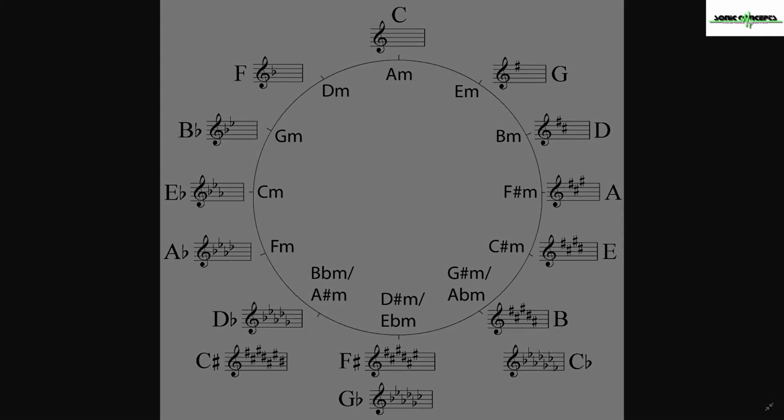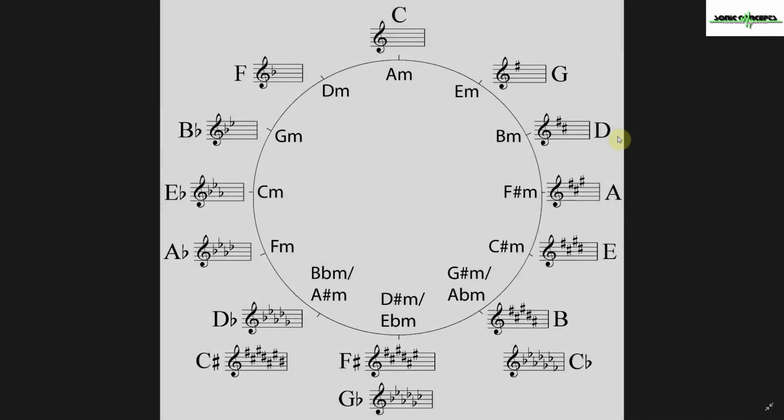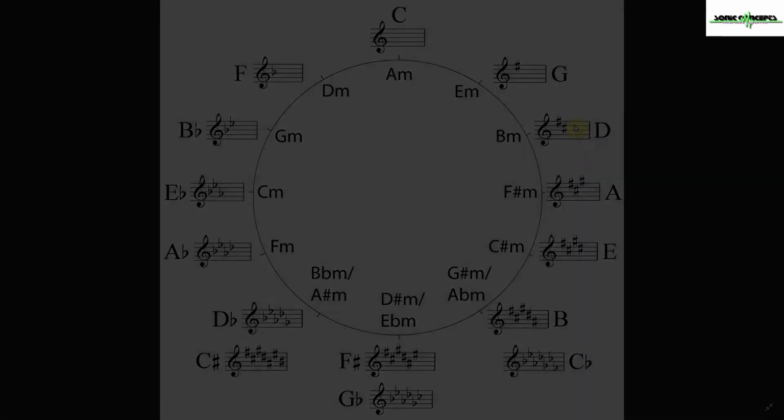The cheat for sharps is this. Find the name of the major key signature by looking at the last sharp listed and going up a half step to find the name of the key. The key of D major, for example, has two sharps, F sharp and C sharp. C sharp is the last sharp listed. A half step above C sharp is D, the name of the major key signature.